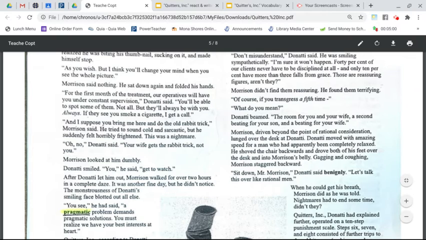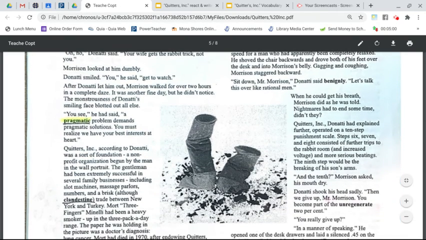Donati moved with amazing speed for a man who had apparently been completely relaxed. He shoved the chair backwards and drove both of his feet over the desk and into Morrison's belly. Gagging and coughing, Morrison staggered backward. "Sit down, Mr. Morrison," Donati said benignly. "Let's talk this over, like rational men." When he could get his breath, Morrison did as he was told. Nightmares had to end sometime, didn't they?